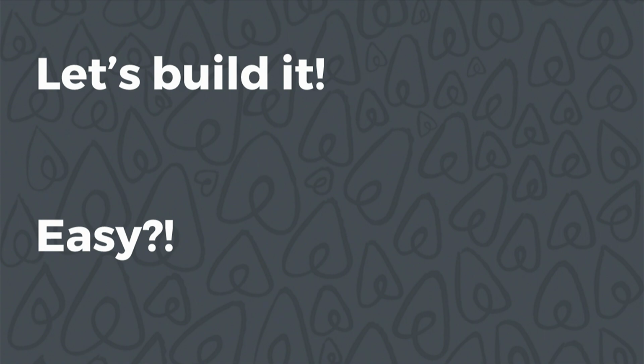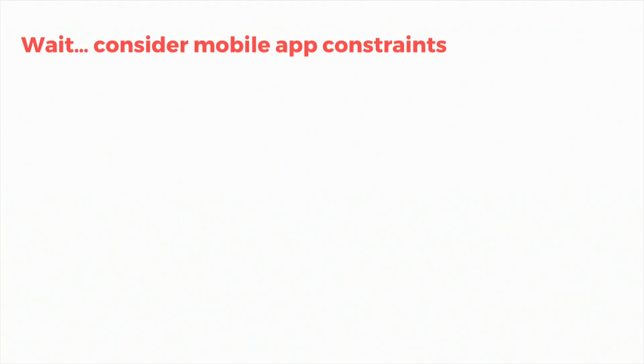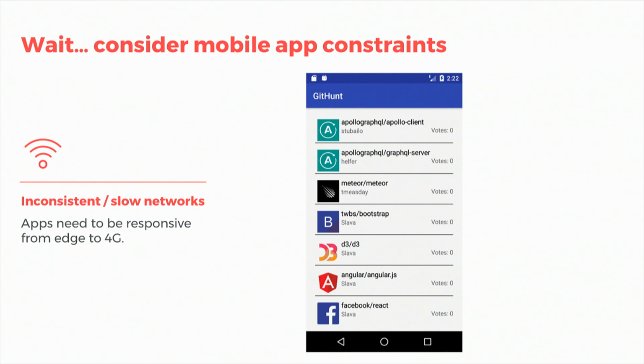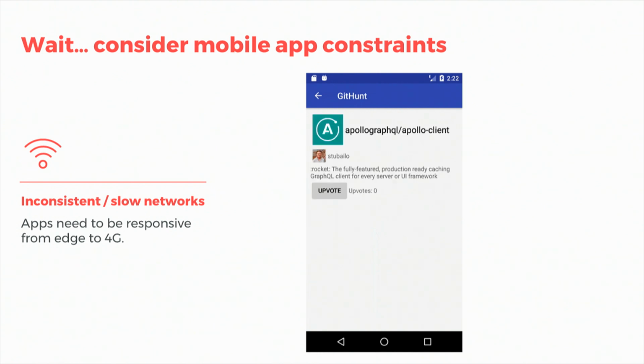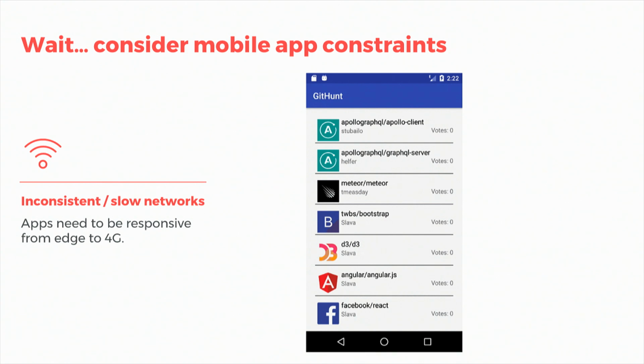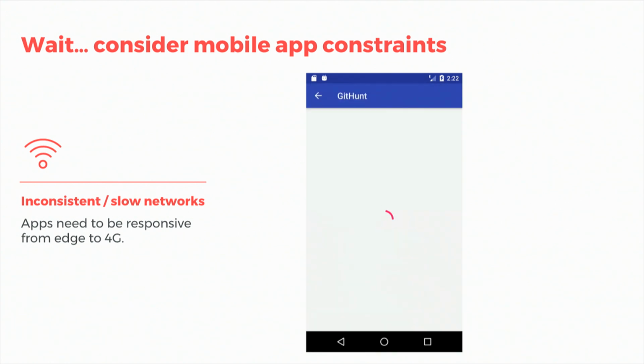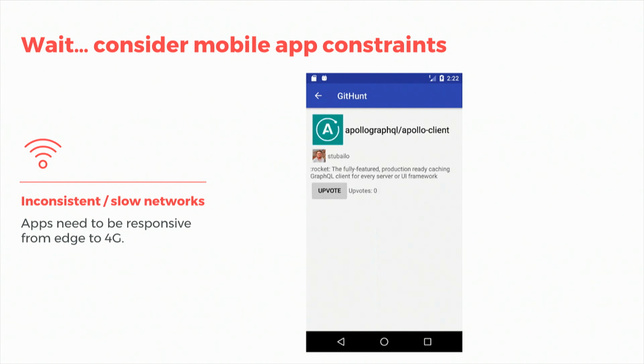So let's build it. But let's remember the mobile app constraints. You're going to be frequently dealing with inconsistent and slow networks. To prove this point, this is me clicking into one of the detail pages on a client that doesn't have any caching. This might look like it's just looping, but it's not looping. This is actually me clicking multiple times and watching it load over and over again.